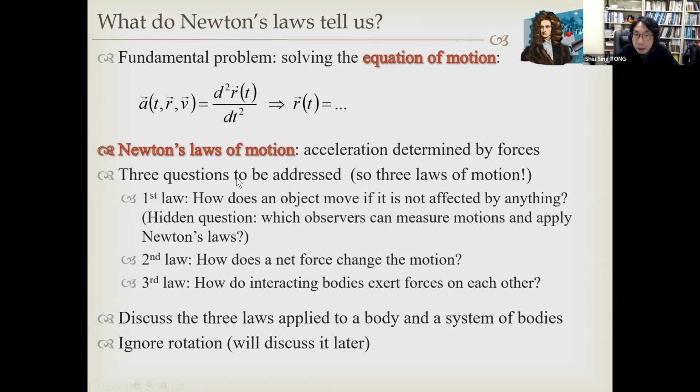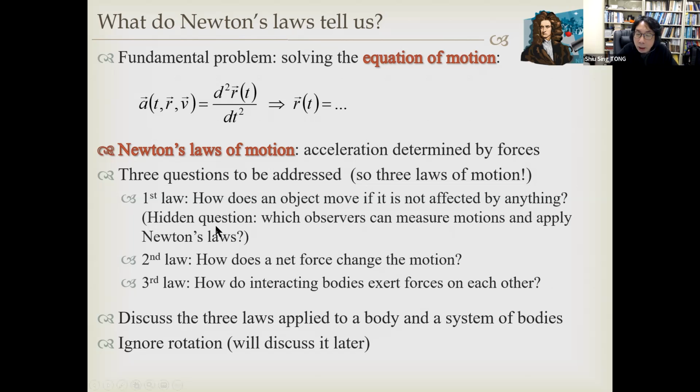Now, there are three questions to be addressed, and so there are three laws of motion. The first question to be addressed is, we talk about force, but how about if there's no force? If an object is not affected by any force, then how would it move? How would it move if the body is affected by nothing? That is the first question.